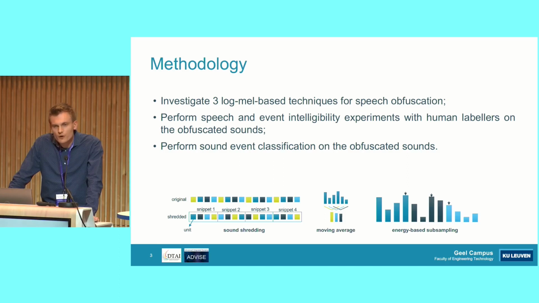Then we performed 3 kinds of experiments. The first one is speech intelligibility experiments, and then we also did event intelligibility experiments with human labelers on the obfuscated sounds. Next to that, we also performed sound event classification on the obfuscated sounds, of course, using a deep learning model.